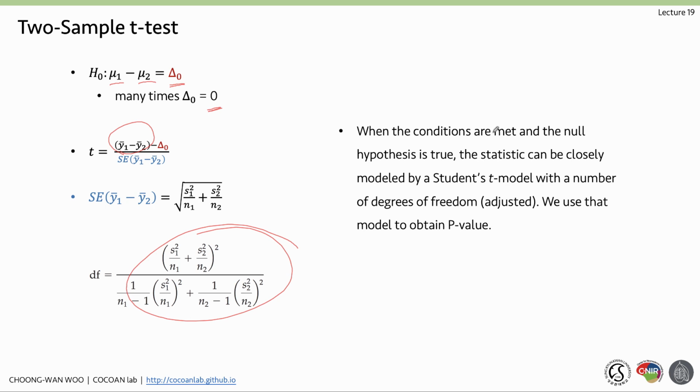And then when the conditions are met and the null hypothesis is true, the statistic can be closely modeled by a student's t model with the number of degrees of freedom adjusted. You can use this model to obtain the p-value. Okay, so far we learned about confidence intervals and z-tests for the differences in proportions between two groups, and also we learned about confidence intervals and the two sample t-test between two groups to compare means.